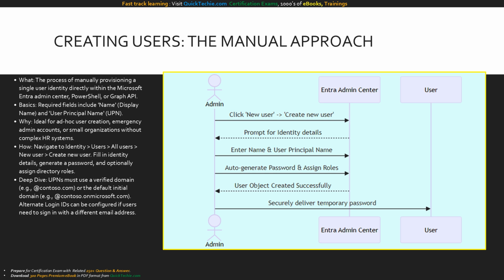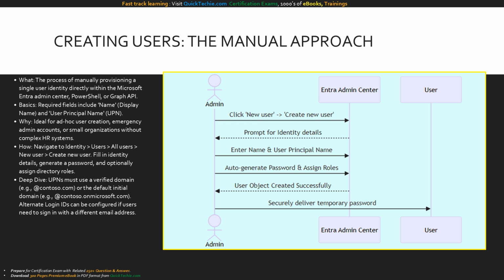For our deep dive, let's talk about that UPN. The domain portion must use either your initial .onmicrosoft.com domain or a custom verified domain. If your corporate policy dictates users sign in with an email address that differs from their strict UPN, you can configure an alternate login ID to provide a seamless login experience.